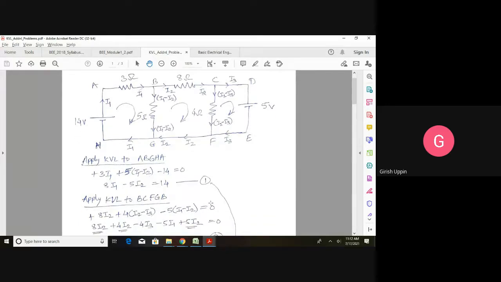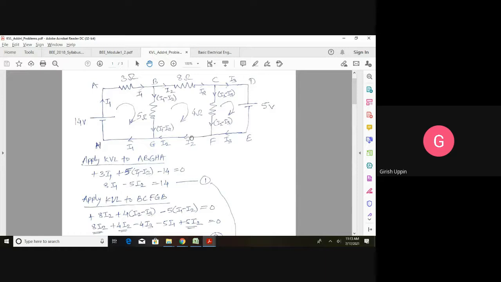Second equation, you have to apply the KVL to B, C, F, G, B. You start from here. Now the direction of the current is like this, tracing is also like this. Plus 8I2. Now when you come here, what is the current flowing here? I2 minus I3. And what is the resistance? 4. Direction of tracing and current are the same. Plus 4(I2 minus I3).